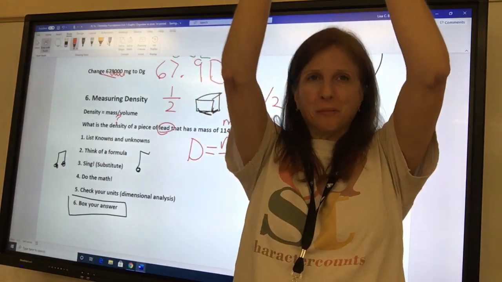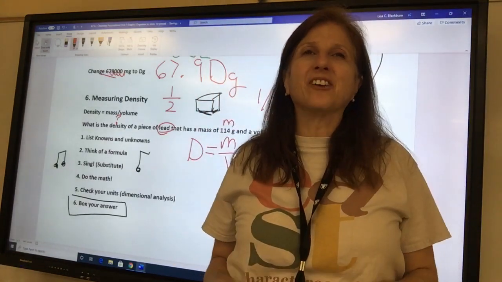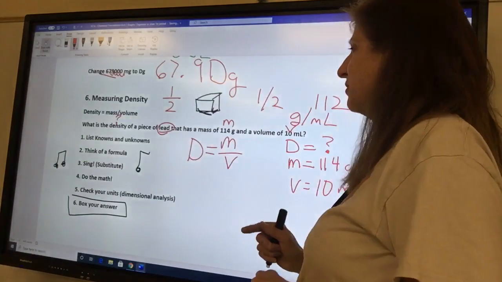Symmetric, the symmetric property. Remember that one? You're like, no, I'm trying to forget geometry. Geometry is great. All right.